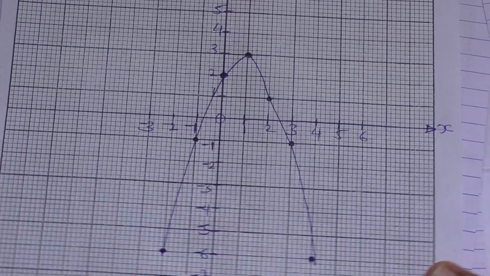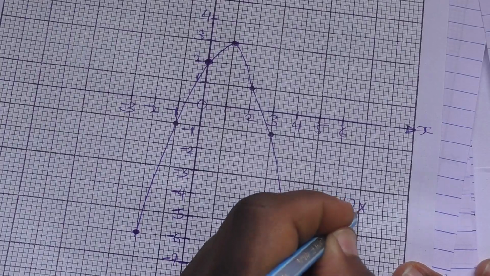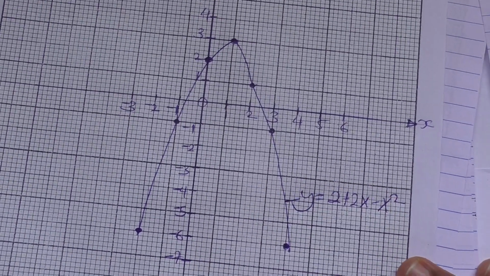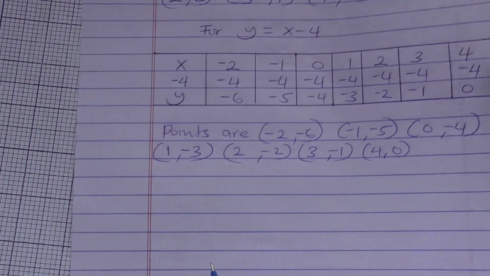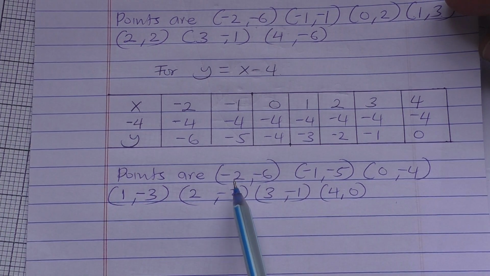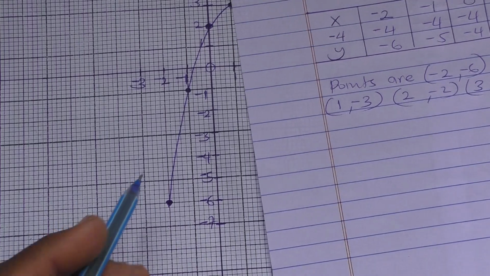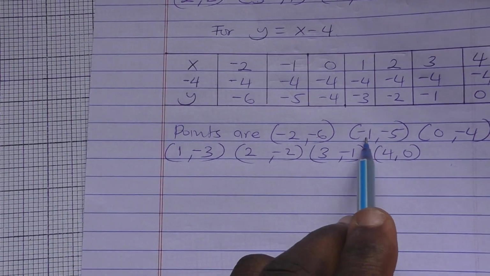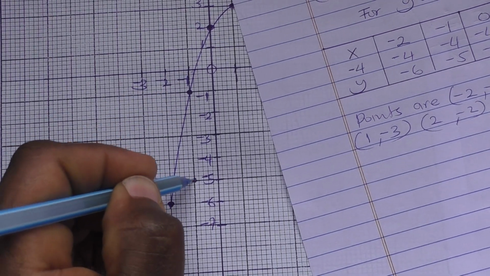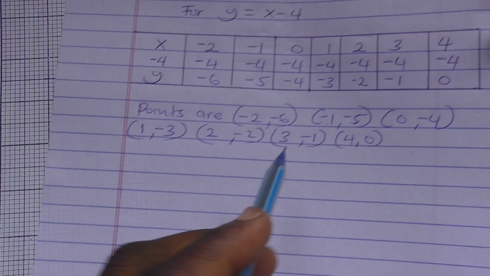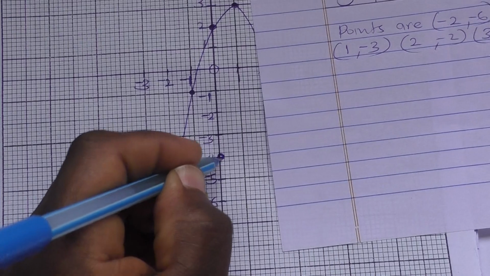Remember we have to name this. This is y equals 2 plus 2x minus x squared. Then we are remaining with that of the line. So the points to plot on the line are (-2, -6). We have (-1, -5). So (-1, -5) is here. We have (0, -4). (0, -4) is there.